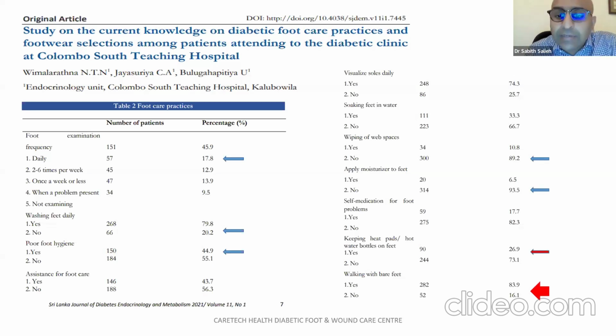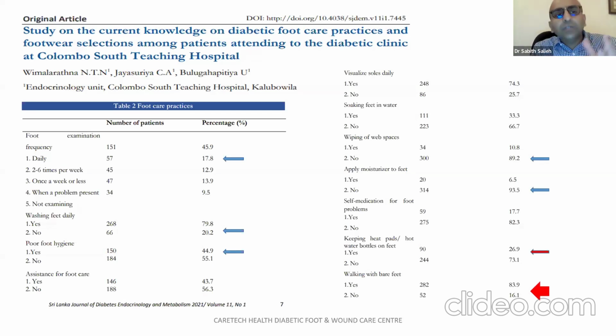And 93.5% did not apply any moisturizer, right? And the shocking thing was 83.9% were walking bare feet, right? And in fact, about 26.9% of them were keeping heat pads and hot water bottles, right?